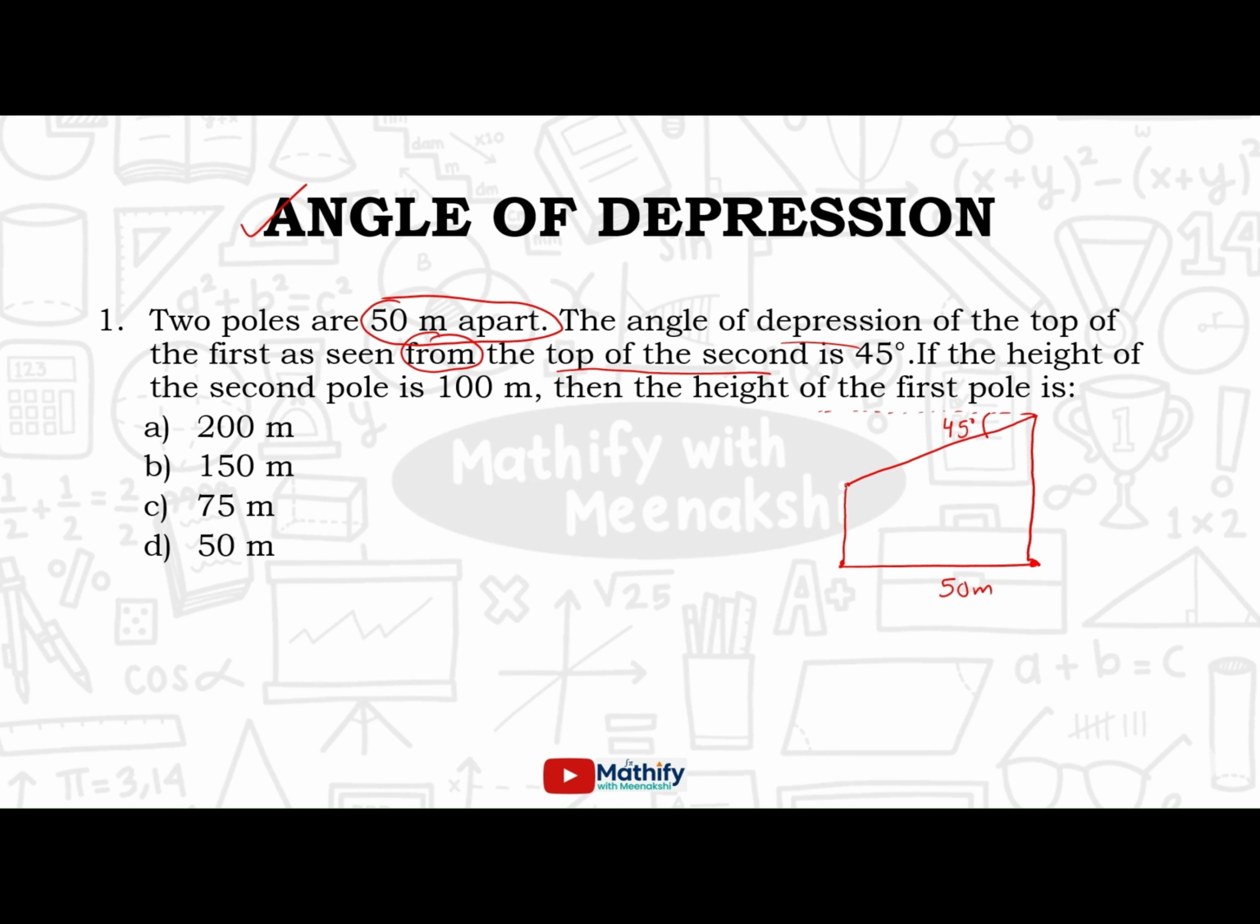Now we will use alternate interior angles. If this is 45, you know alternate interior. I will write here extra. If two lines are parallel, then these are alternate interior angles. So that means this is also equal to 45 degrees. Alternate interior angles are equal when the lines are parallel.